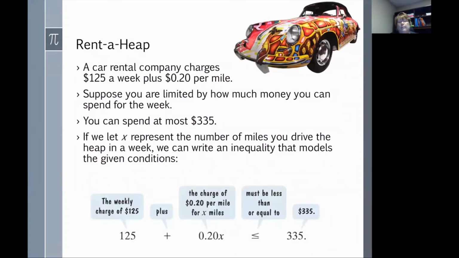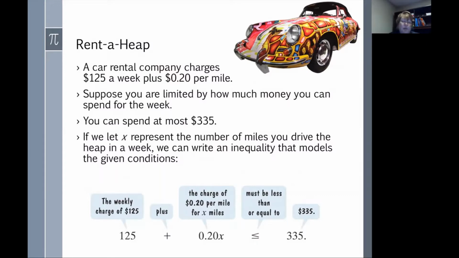Suppose you want to go on a vacation and you want to rent a car. So you're going to rent a car from Rent-A-Heap. The car is going to cost you a flat fee of $125 per week. You're also going to get charged for every mile you drive the car, and you're going to get charged 20 cents for every mile. Now let's suppose also that you're on a budget. You can spend at most $335 for renting this car. That's the most you can spend.